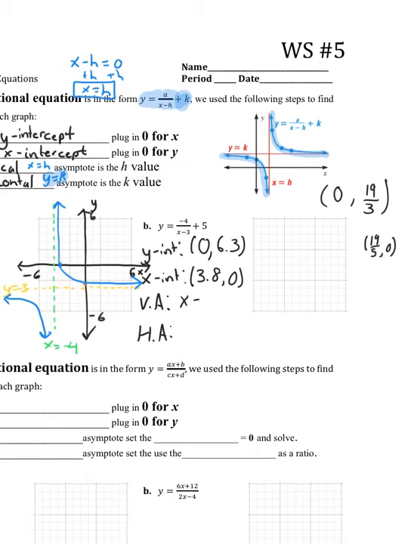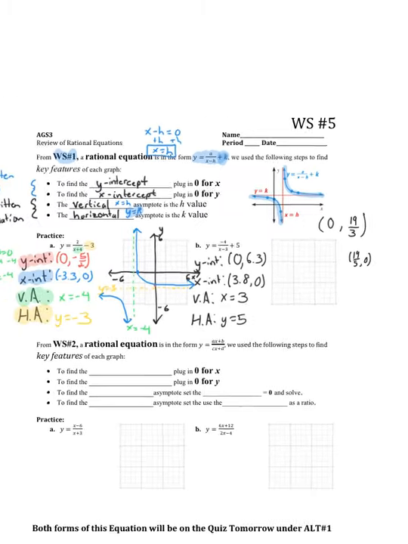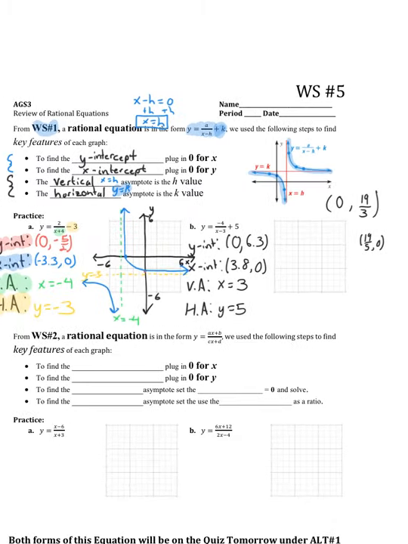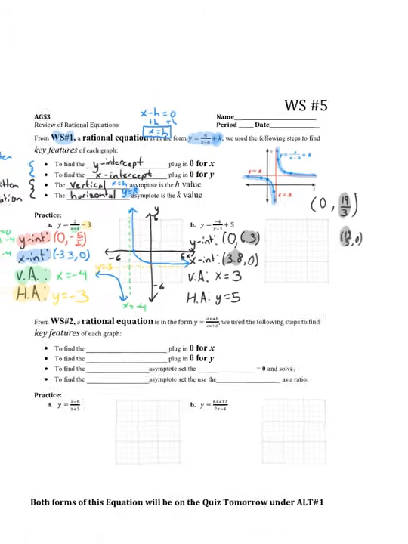Vertical asymptote for problem B, x equals 3, the horizontal asymptote, y equals 5. All right, that's what you should expect for these types of problems. Identify your vertical and horizontal asymptotes, identify your x and y intercepts. It's okay to leave your answer in a decimal because that'll help you graph it, but you have to be able to show me algebraically where the fractions came from. Okay.